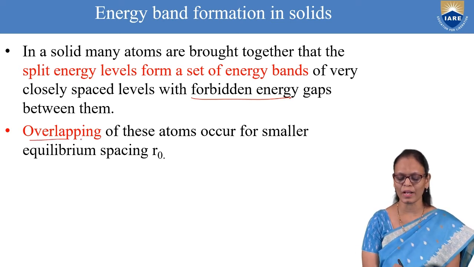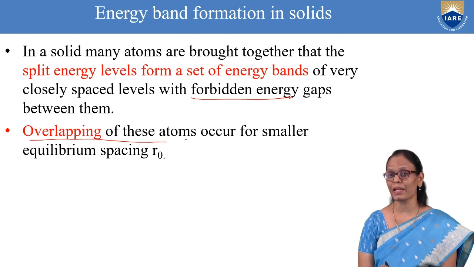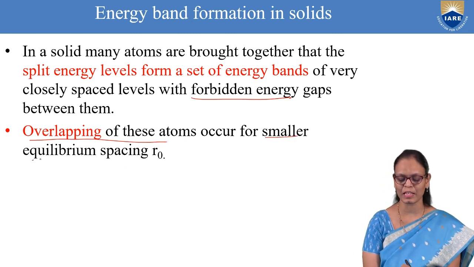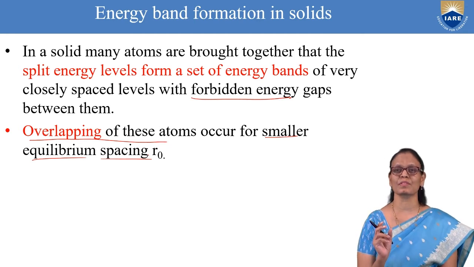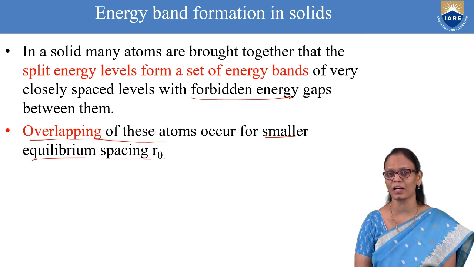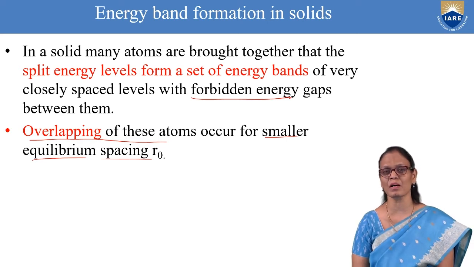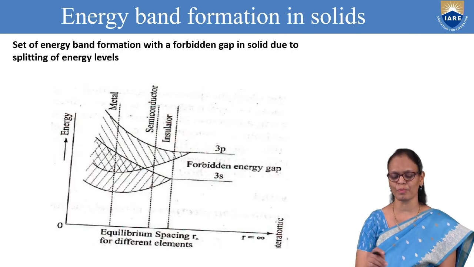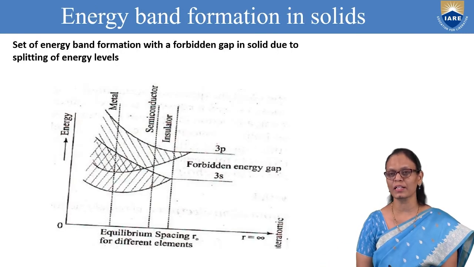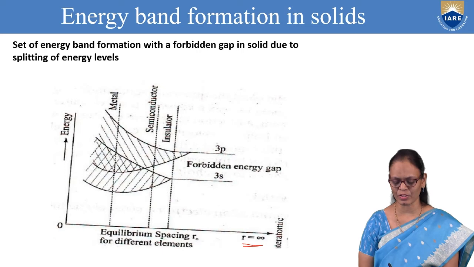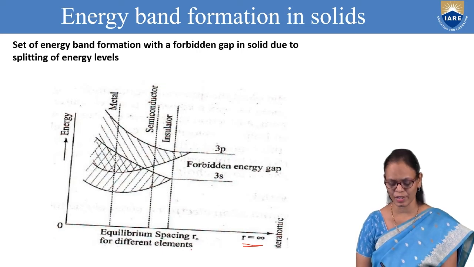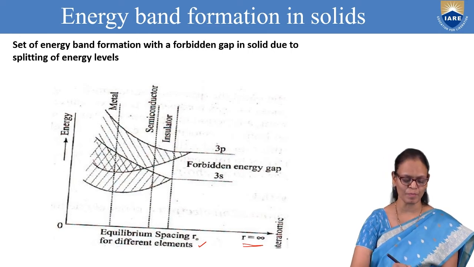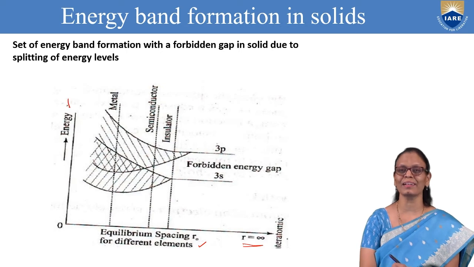Coming to the overlapping of these atoms, the overlapping is more if the equilibrium spacing is less. The overlapping of the atoms depends upon the equilibrium spacing. We are going to understand it with the help of this diagram. If I plot a graph, here we are talking about equilibrium spacing R naught for different elements. Along the x-axis we take the equilibrium spacing, and along the y-axis we take the energy.